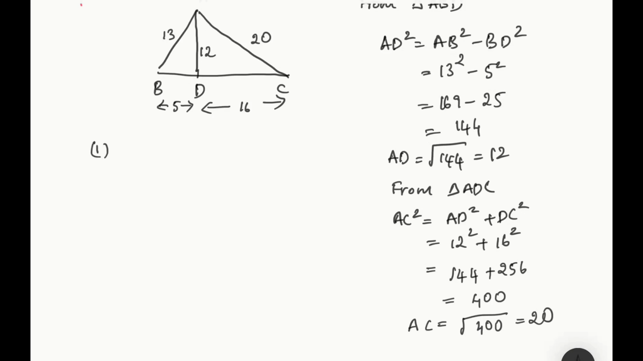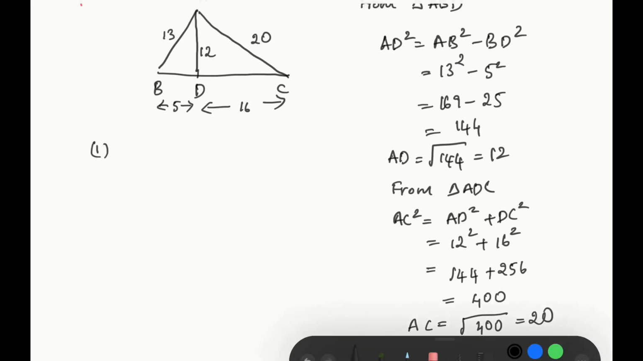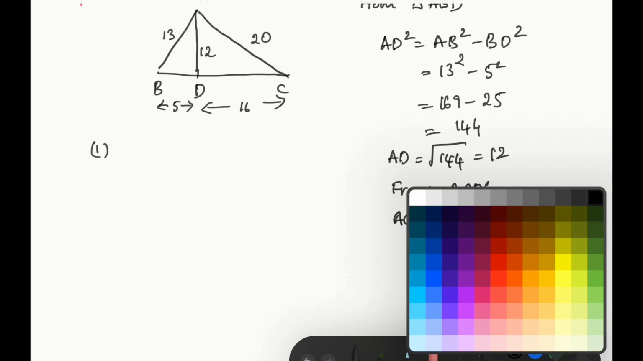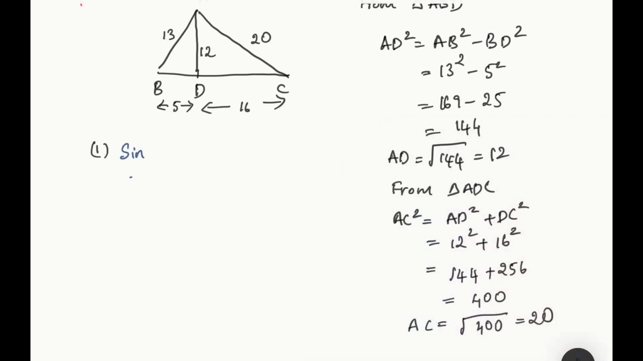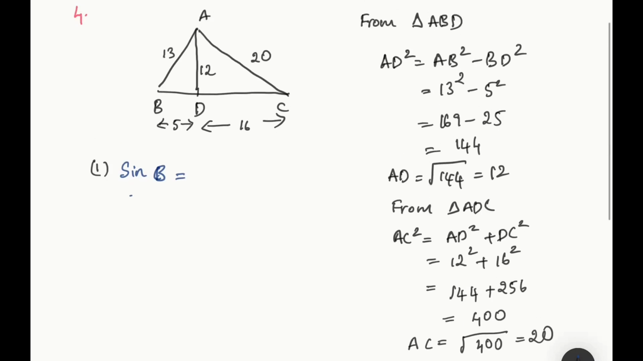Now let us find the sub questions. What's the first sub question? The first sub question is given as sine B. What is sine B from the figure? From the figure, sine B is perpendicular by hypotenuse. So for the figure, perpendicular is AD, hypotenuse is AB. So sine B is 12 by 13.